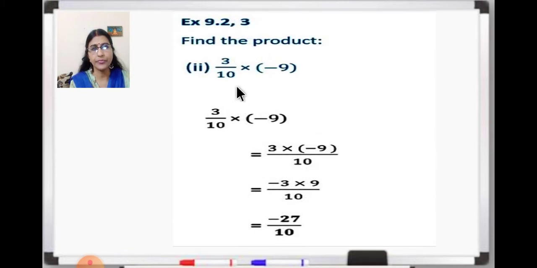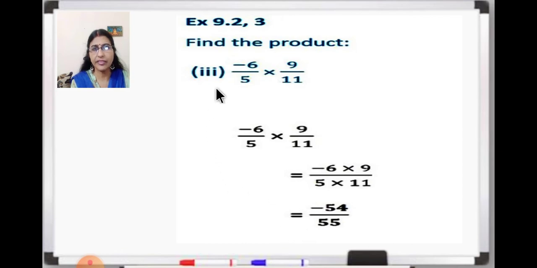Now question number 2: 3 upon 10 multiplied by minus 9. So again the same method, we are going to multiply the numerators. So it is equal to 3 multiplied by minus 9, and in the denominator 10 is there. If you want you can write 1 here. So 10 into 1 is 10. And then we will bring the minus sign here or you can keep it there. Now first we will multiply the numbers. 3 nines are 27. And then the negative sign is there. Positive multiplied by negative is negative. So you have to write minus 27 and the denominator is 10. So the answer is minus 27 upon 10.